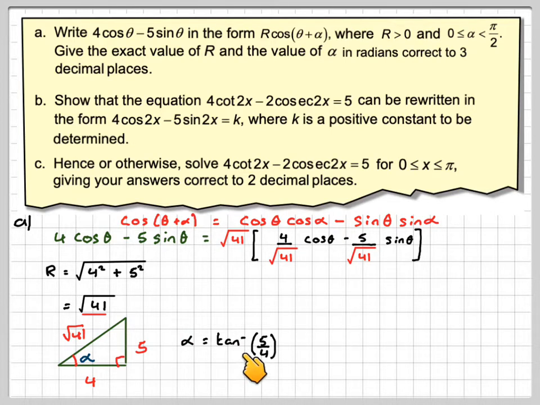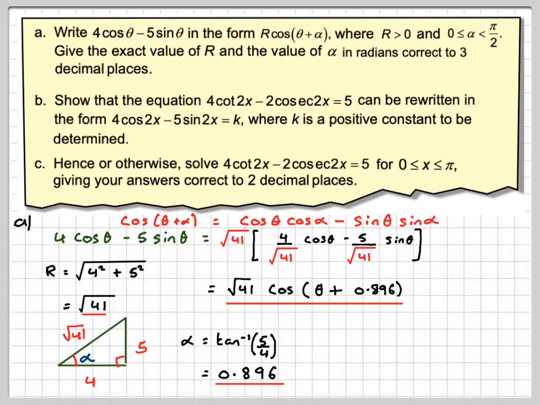So alpha will be tan to the minus 1 of 5 over 4, which is going to be in radian measure, so make sure your calculator is in radians, 0.896. And you're asked to give it to 3 decimal places. So that's going to be equal to root 41 cos(theta plus 0.896). Now remember this because you're going to need it in that later part, in part C.